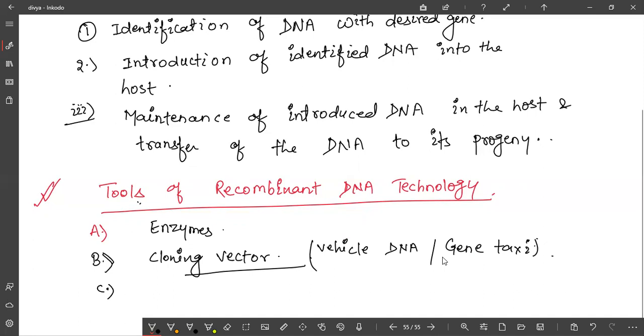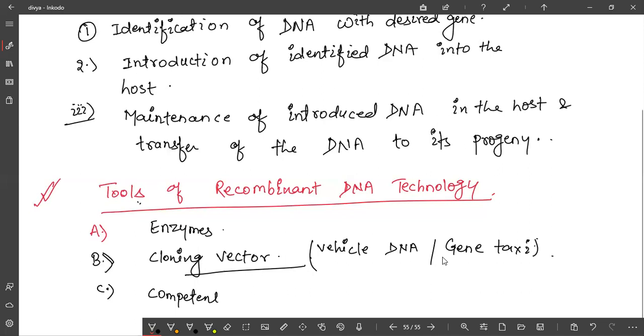So vector DNA is used for carrying the foreign DNA. Is it clear to you? And next, you have to introduce the desired DNA into the host. So there must be a requirement of a host, and the host should be competent.